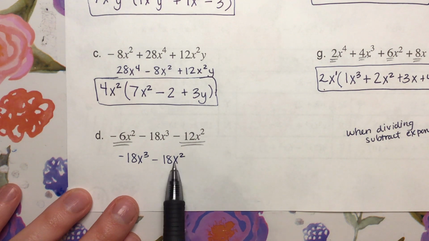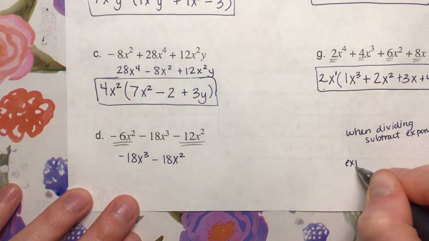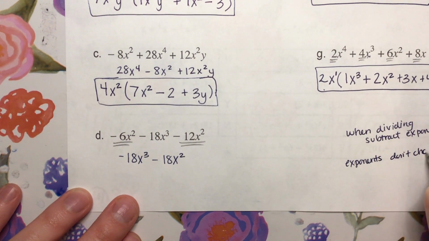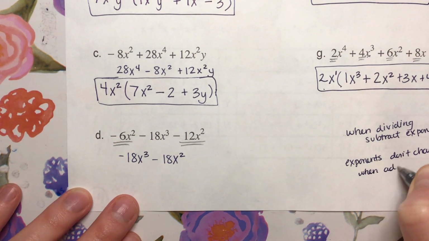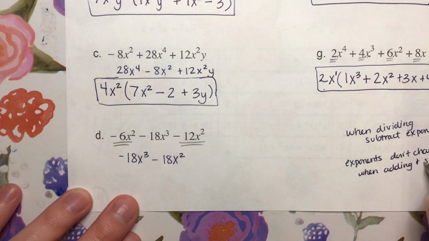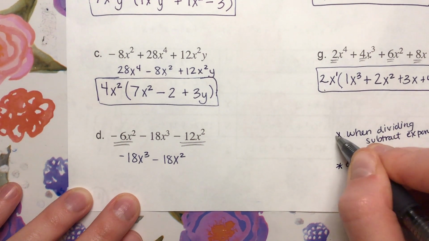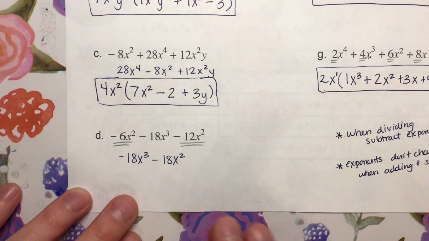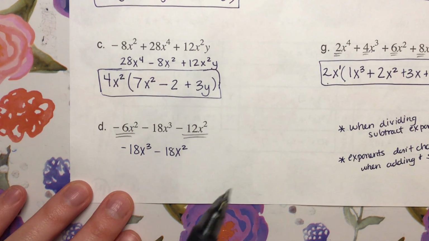The reason the x squared stayed the same is because I was subtracting. So exponents don't change when adding and subtracting. You apply those rules of exponents when multiplying and dividing, like, you know, you add the exponents or something like that. But in this case, all we did was combine like terms, so we left the exponents alone.